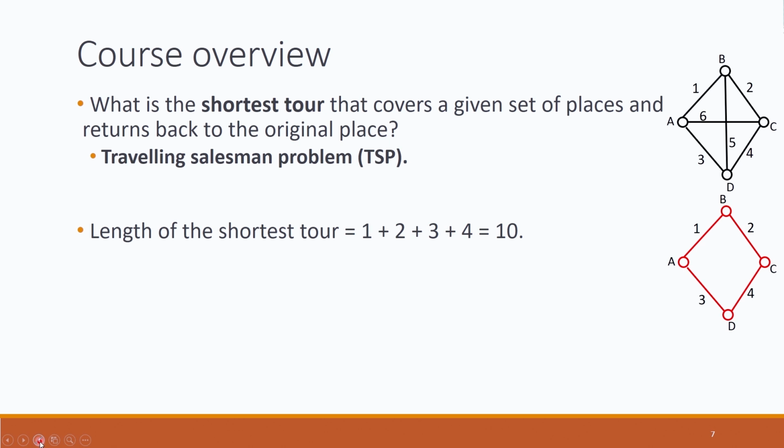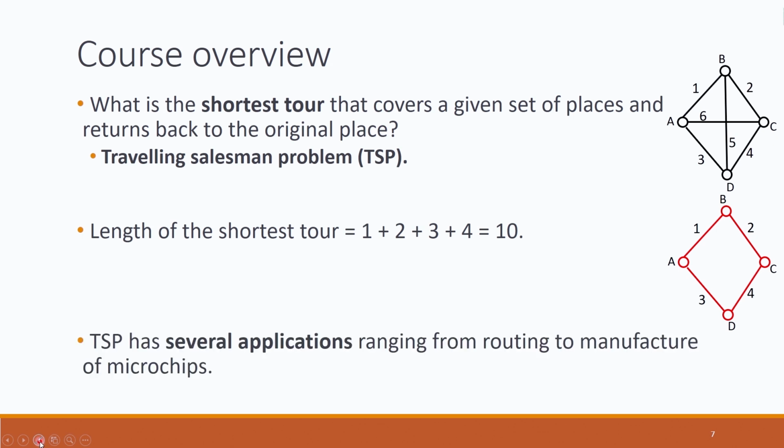Now it might seem that this problem is very trivial for this example, because right now we do not have that many paths available. However, this problem becomes more complex if there is a large number of nodes, and in that case even listing down all of the possible tours may not be very practical, because the number of tours that exist can increase exponentially with the size of the problem. So in those cases we require that we systematically develop a method to solve this problem. The traveling salesman problem, also called TSP in short, has several applications ranging from routing and logistics in transportation to the manufacture of microchips.